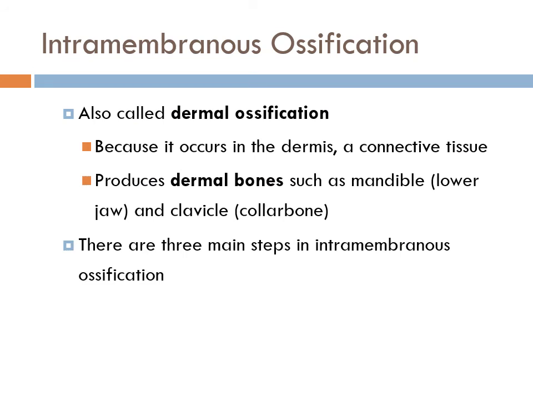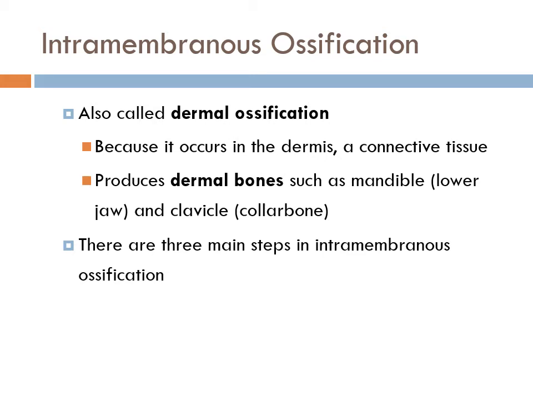So that was all a discussion about endochondral ossification. So we're going to do a short discussion on intramembranous ossification. Intramembranous is also called dermal ossification because it occurs within the dermis, which is a connective tissue, and it produces dermal bones. So dermal bones form within the dermis, so underneath the skin, and form bones such as the mandible, which is the lower part of the jaw, and the clavicle, which is the collarbone.